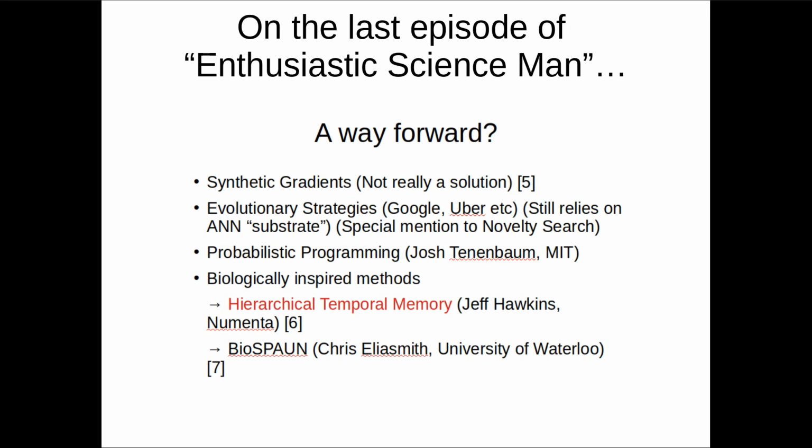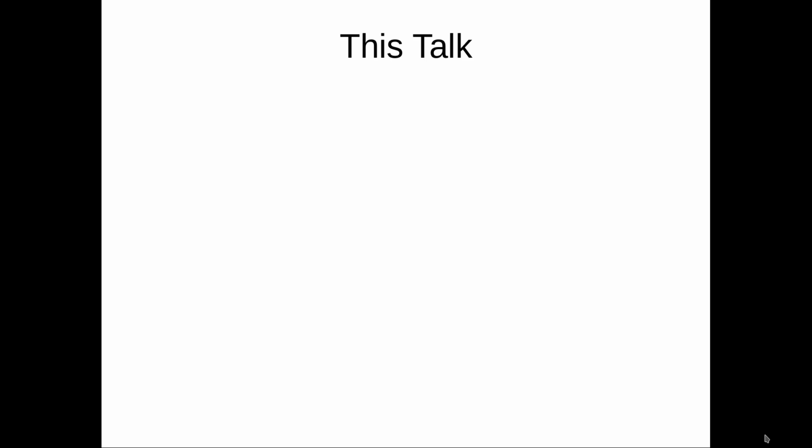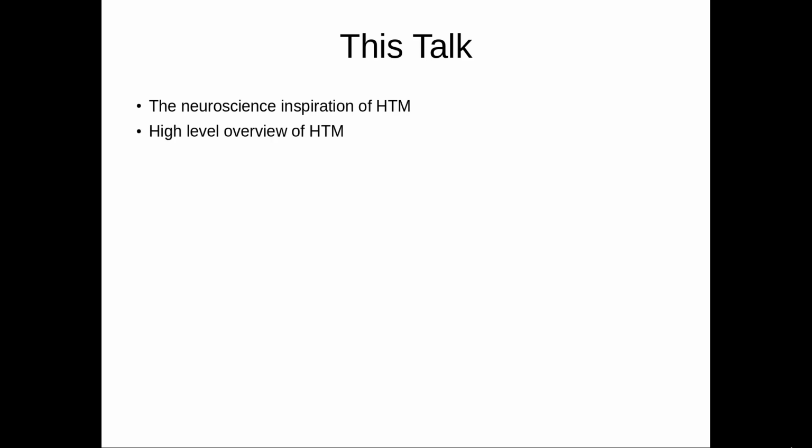In this talk, I'm going to start with the neuroscience inspiration of HTM. HTM is very much a neuroscience-inspired approach to machine learning. I'm going to give you a high-level overview of HTM, not going into details, just the most important concepts. First, sparse distributed representations, or SDRs, which are the underlying data structure of HTM. Then the concept of the HTM neuron, which is quite different from how, for example, deep learning approaches model neurons.